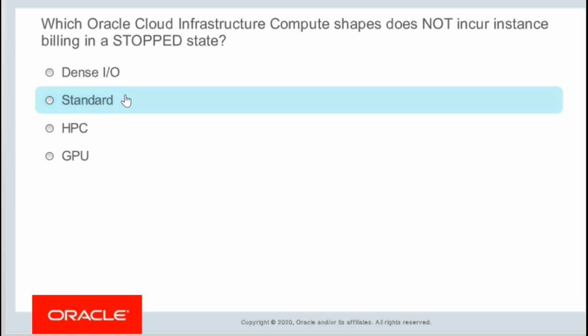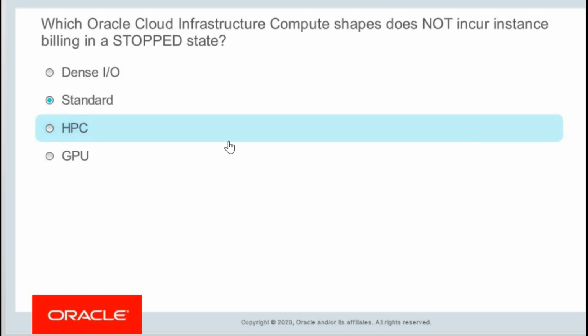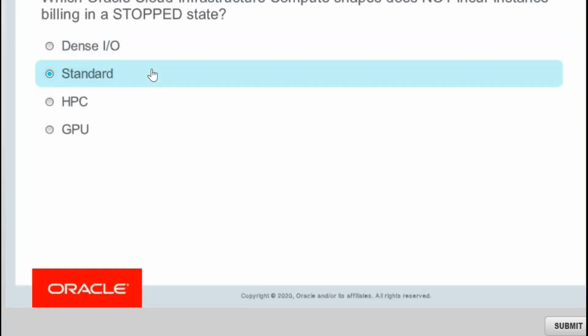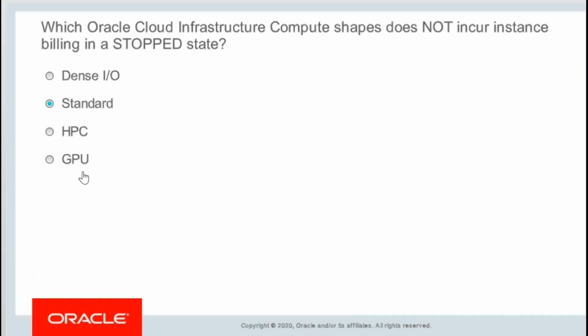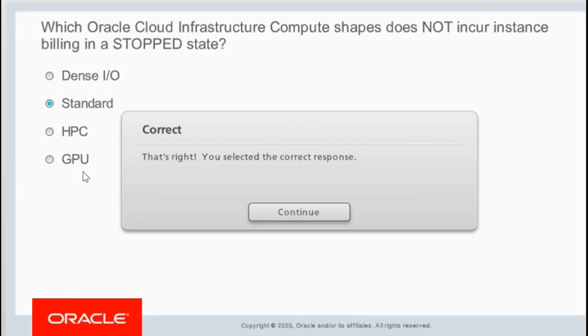Standard is the right answer. They don't use NVMe, they use block volume. So if you stop your instance, you don't need to pay. Your billing will not charge for the storage or anything if you stop the VM completely. So standard is the right answer. Choose that option and press submit, and let's see. Don't choose HPC and GPU, they are high performance machines. So standard is the right one.